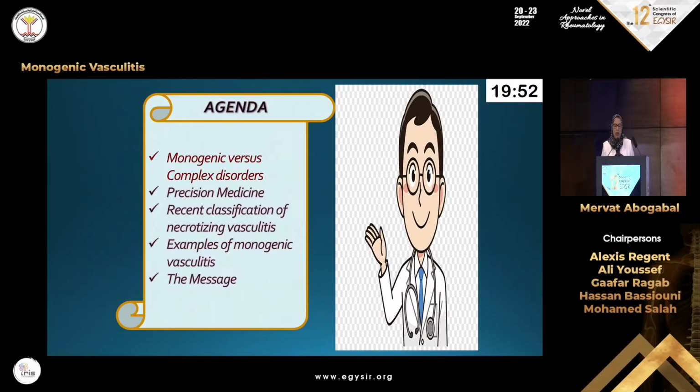Actually, I have a few highlights regarding the differentiation between monogenic versus complex disorders in general, a few highlights regarding the meaning of precision medicine. Also, we will revise rapidly the classification of necrotizing vasculitis. We will revise a few forms of monogenic vasculitis. Finally, the message of my talk today will be summarized.